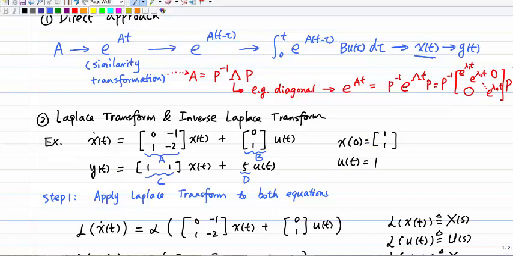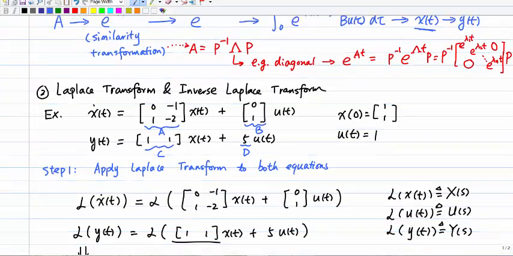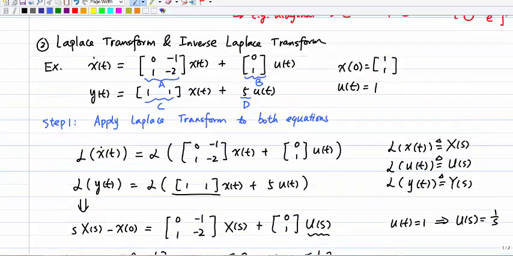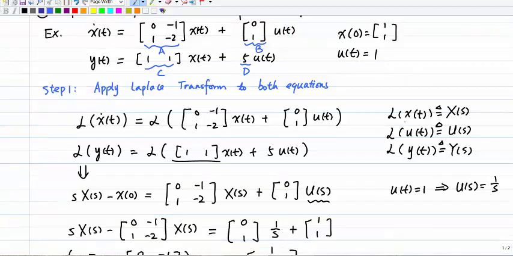To use the Laplace transform and inverse Laplace transform to find the solution, we first apply the Laplace transform to both equations, including x dot(t) and y(t). For the first equation, x dot(t), we apply the Laplace transform on both sides, which is just given by this one right over here. The second one is just given by this. Here we use the notation capital X(s) to denote the Laplace transform of x(t), and capital U(s) is the Laplace transform of u(t).